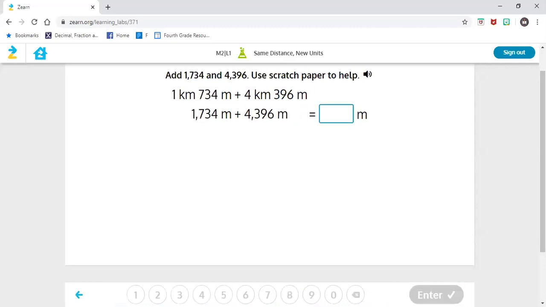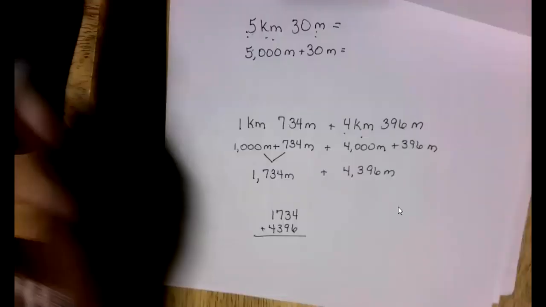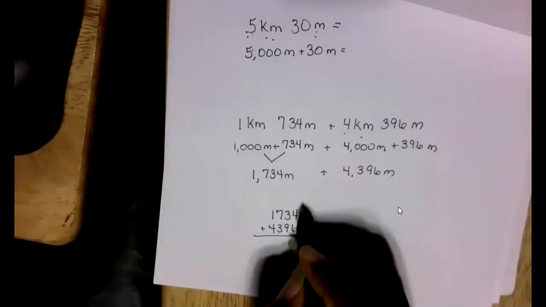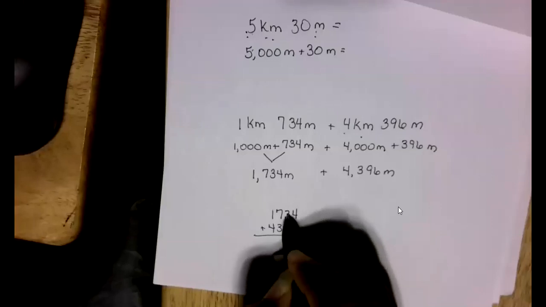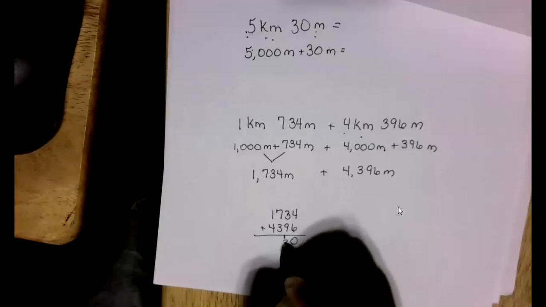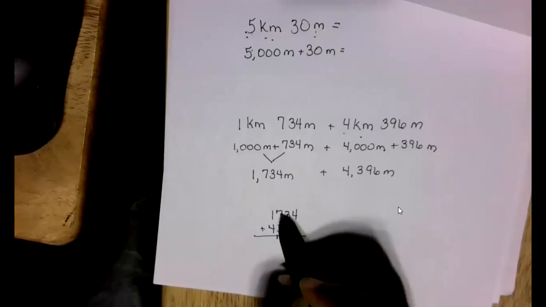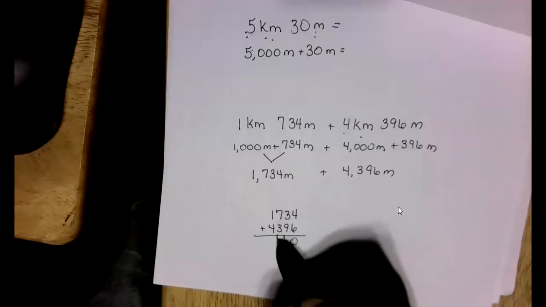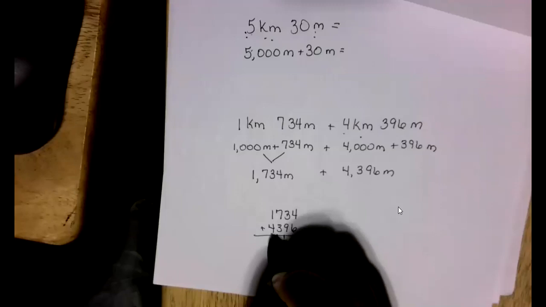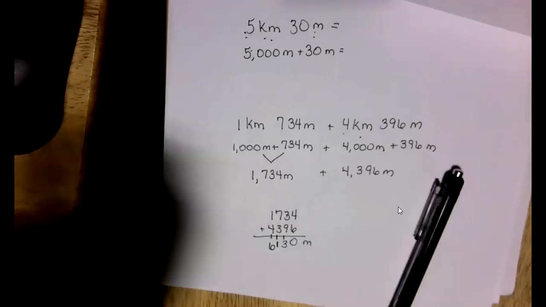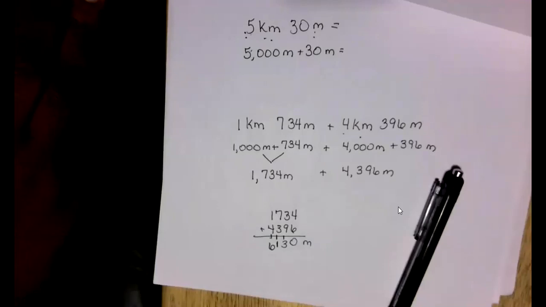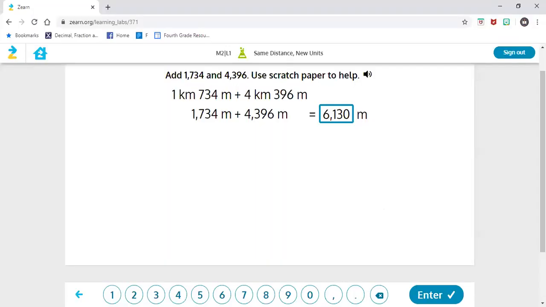All right, then we're going to add them. And again, remember, we don't add horizontal. All right, so let's add. And we always start with our ones. 4 plus 6 is 10. 9 plus 3 is 12 plus 1 is 13, carry my 1. 7 plus 3 is 10 plus 1 is 11, carry my 1. 4 plus 1 is 5 plus 1 is 6. So I'm saying that in total I have 6,130 meters. All right, good job.